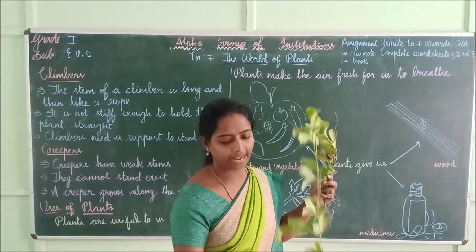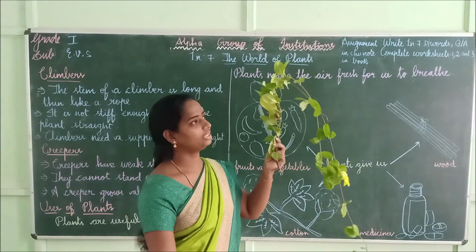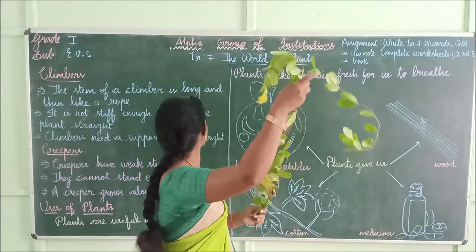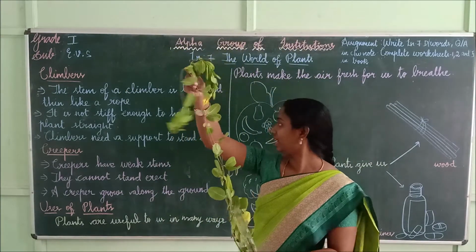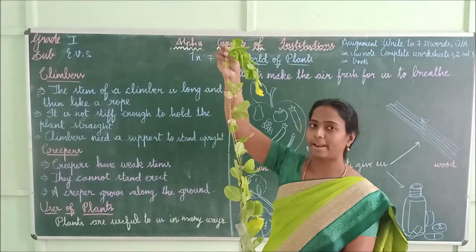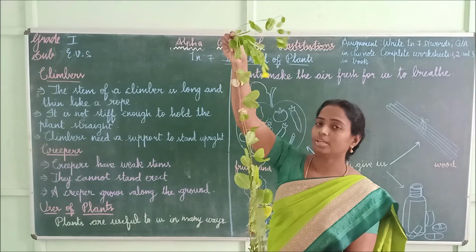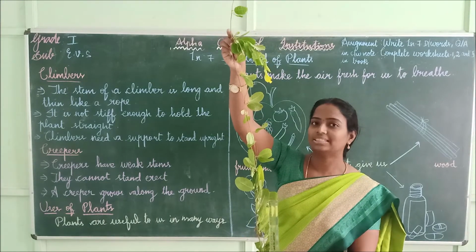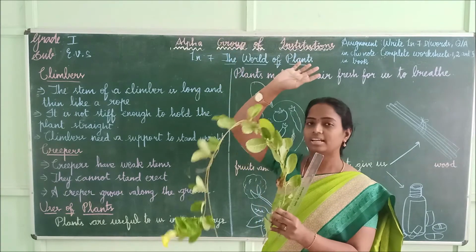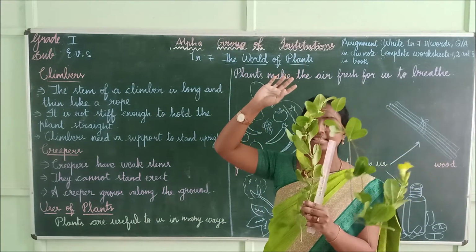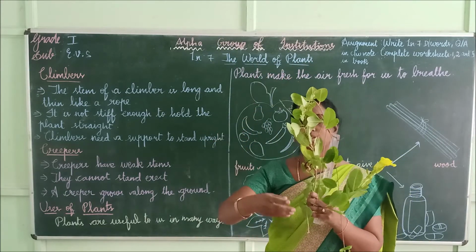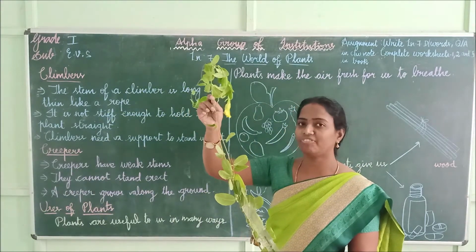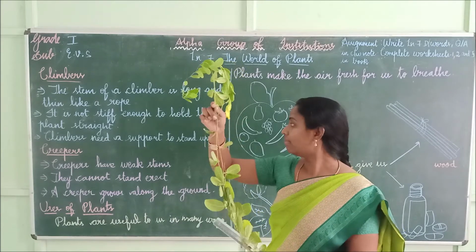See, these plants are called climbers. See, children, how it looks. The climber is not stiff enough to hold the plant straight. See, now I'm holding this plant, isn't it? It is not stiff enough. See, if I leave this, what happens, children? It is coming down by itself, isn't it? So the climber is not stiff enough to hold the plant straight.